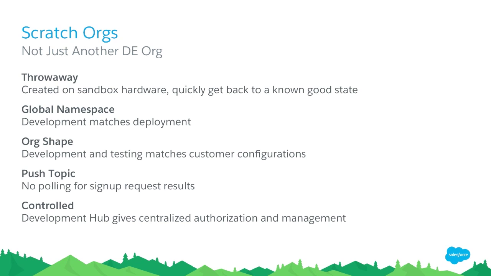So the other thing is what we want to be able to do org shape by declaration in the development cycle. Push topics, we're just going to demonstrate that, I won't go into that. And then having to be able to have a controlled environment, licenses and that kind of thing. So that is the reason why we built scratch orgs.